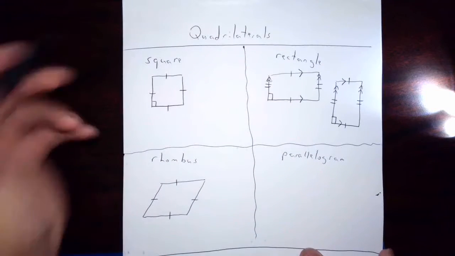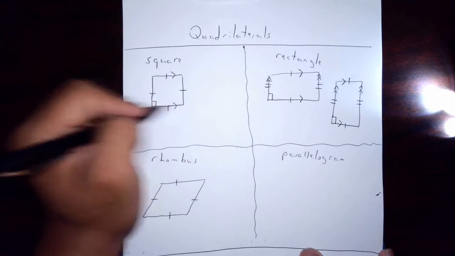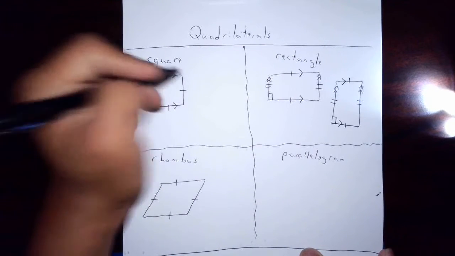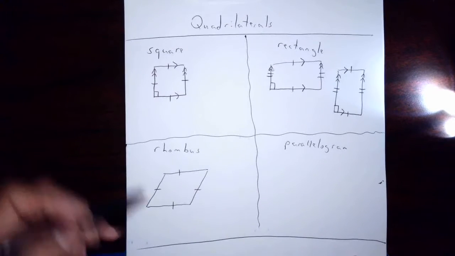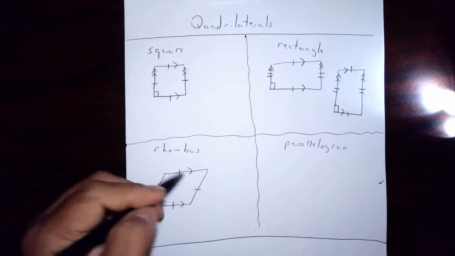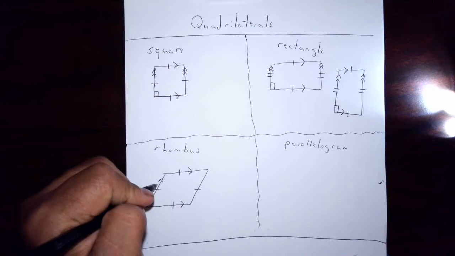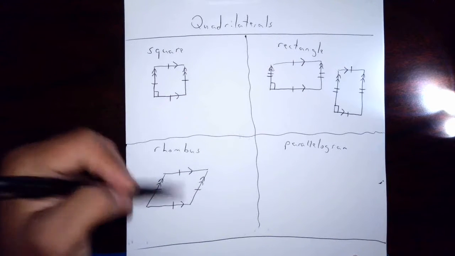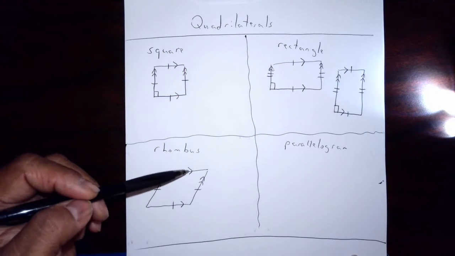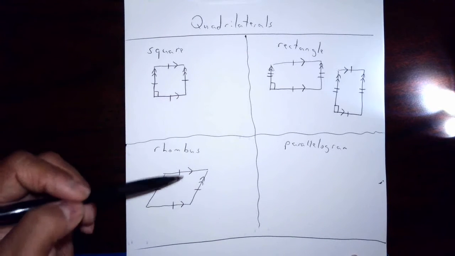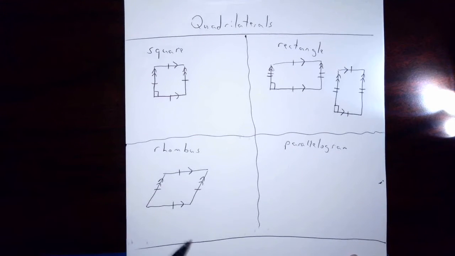For the square, 1 arrow, 1 arrow, these 2 sides are parallel. They'll never touch. 2 arrows, 2 arrows, these 2 sides are parallel. They'll never touch. On a rhombus, 1 arrow, 1 arrow, these 2 sides are parallel. They'll never touch. 2 arrows, 2 arrows, these 2 sides are parallel. They'll never touch. Like I said, it doesn't really matter which ones have 1 arrow and which ones have 2 arrows, as long as the opposite ones are the ones that have the same number of arrows on them.